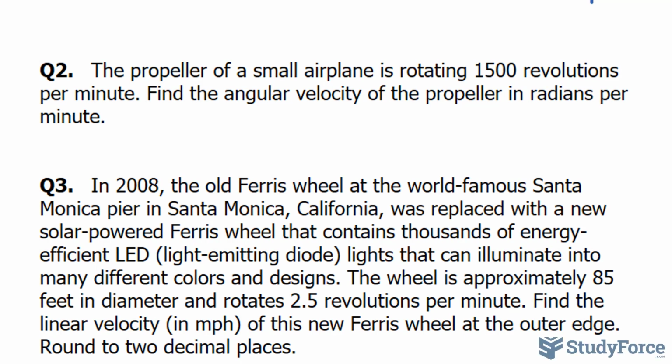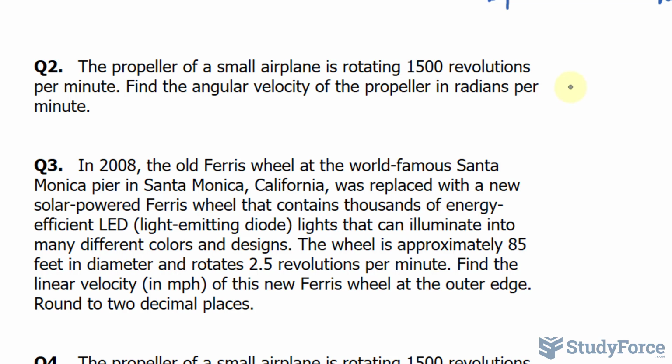The propeller of a small airplane is rotating 1,500 revolutions per minute. Find the angular velocity of the propeller in radians per minute. Okay, so the formula is omega is equal to theta over t. Omega cannot be in revolutions per minute. We need to convert that. We need to convert revolutions into radians. 1 revolution is equal to 2 pi radians.